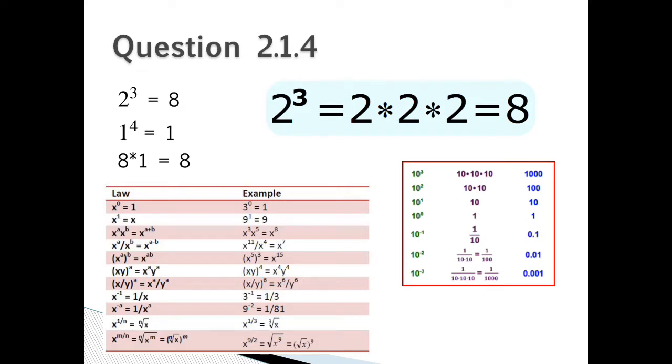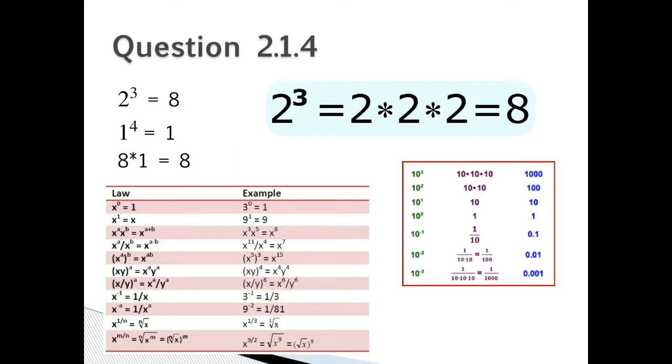10 to the minus 1 is equal to 1 over 10, or 0.1. 10 to the minus 2 is equal to 1 over 10 times 10, which is equal to 1 over 100, which is equal to 0.01. 10 to the minus 3 is equal to 1 over 10 times 10 times 10, which is equal to 1 over 1000, which is the same as 0.001. There are exponent laws that need to be followed.